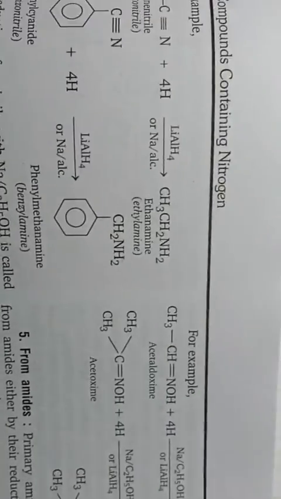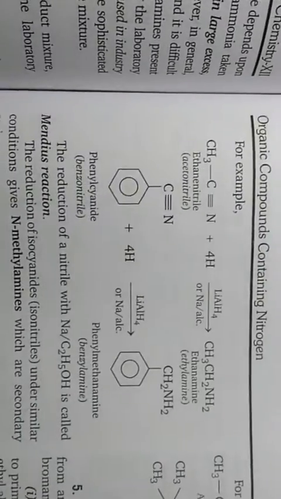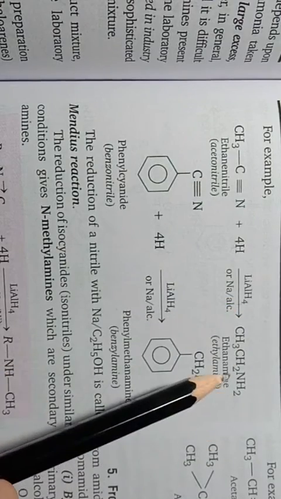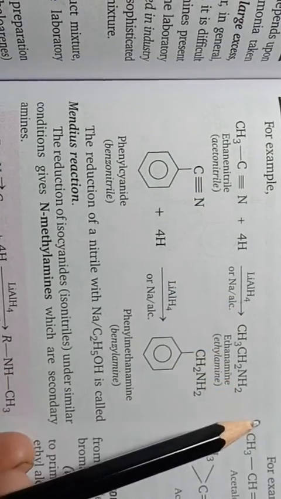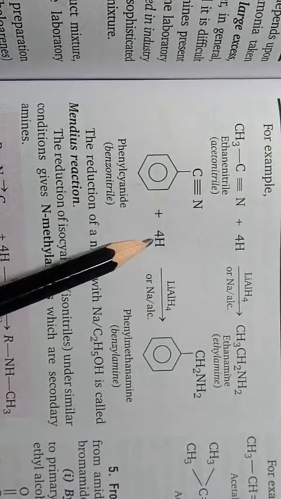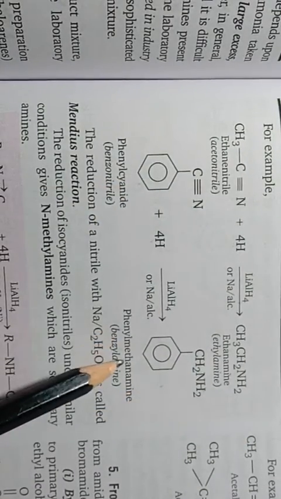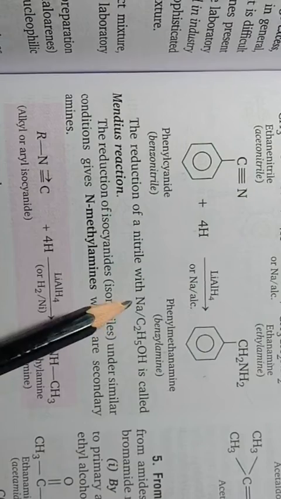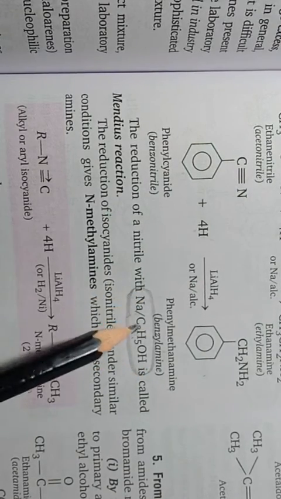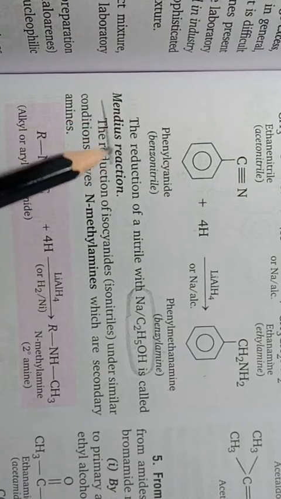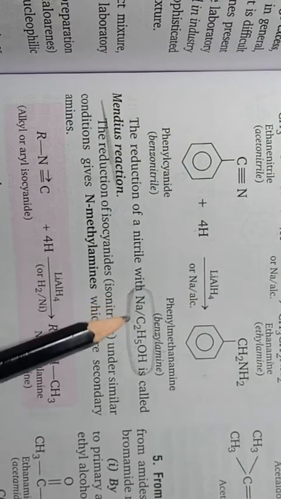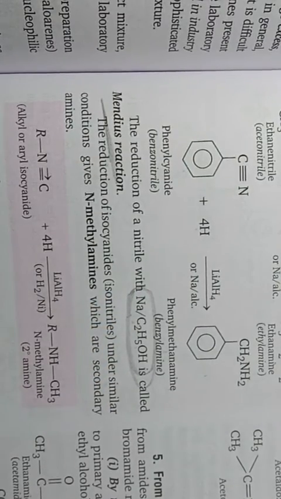According to this reaction, we can reduce ethane nitrile with lithium aluminium hydride for the preparation of ethanamine. In the same way, if phenyl cyanide is reduced, then we will get phenyl methylamine. The important thing is that this reducing agent, the mixture of sodium and ethanol, is called Mendius reagent, and the reduction reaction taking place in the presence of this reagent is known as Mendius reaction.